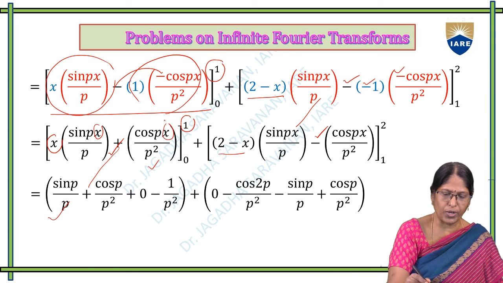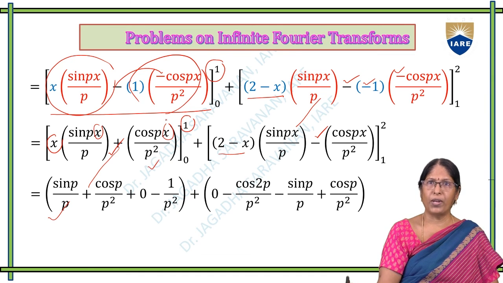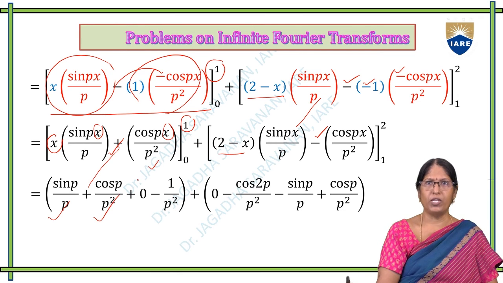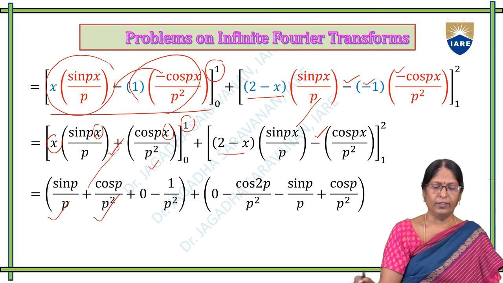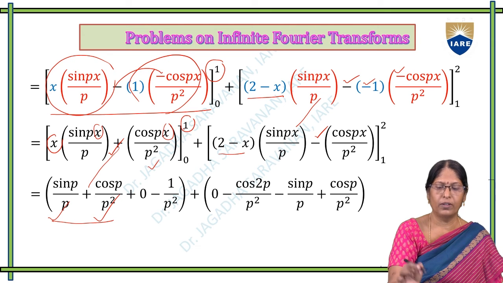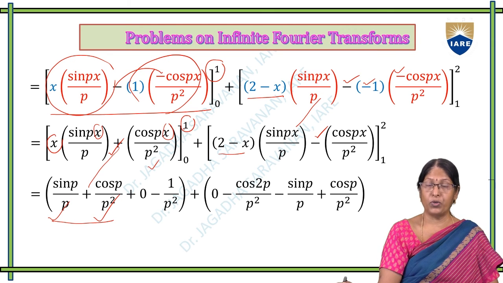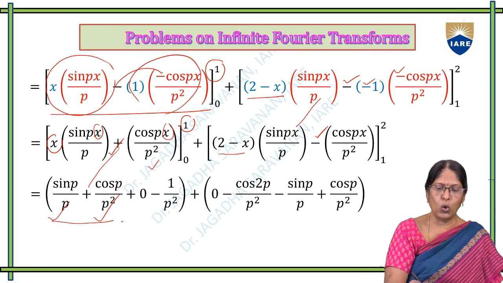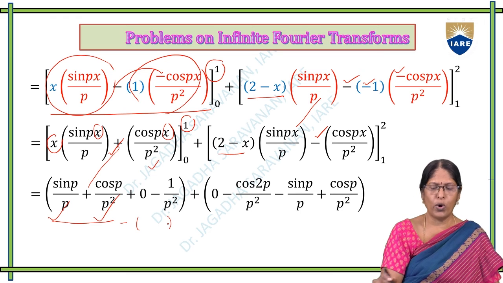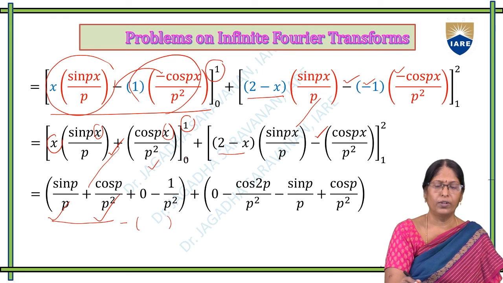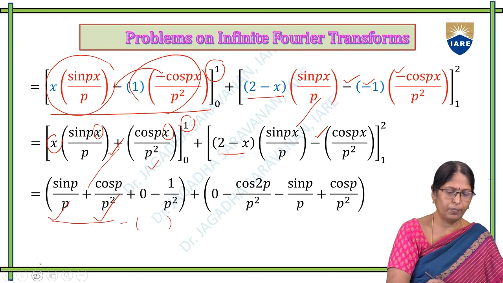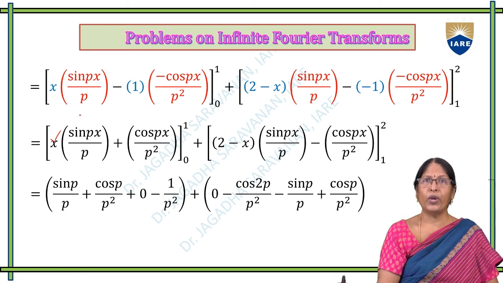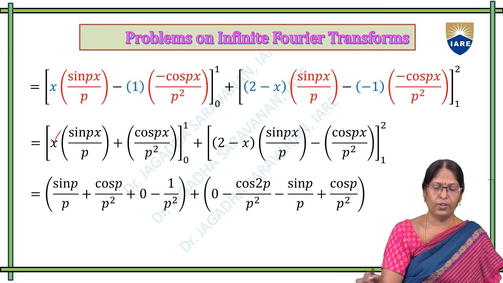Here we substituted the upper limit in the place of x, 1: cos p by p square minus. This is the upper limit, the value substitution is over. Next, minus the lower limit. So the lower limit is 0. So if you substitute here in the place of x, 0 into anything, 0.